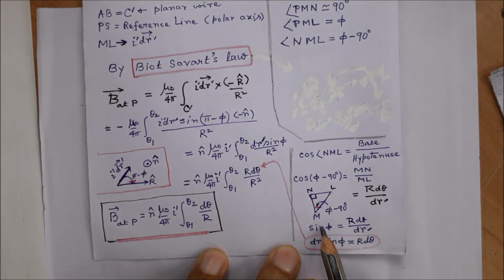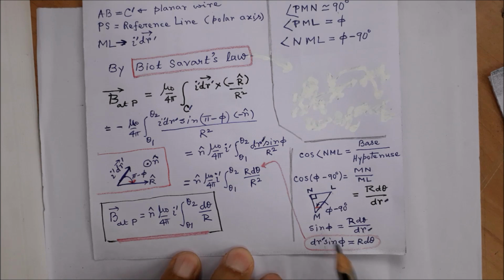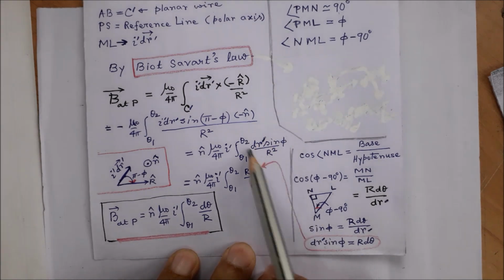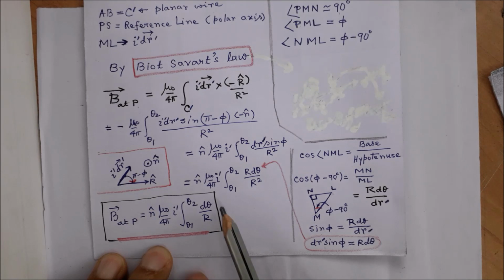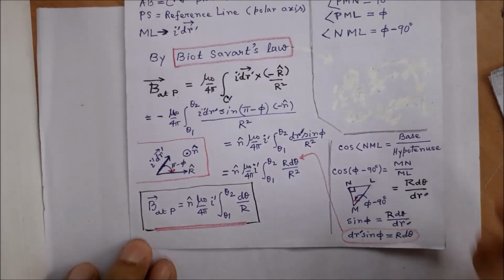What we get is dr prime sine phi is equal to r d theta. This is what we get, and for dr prime sine phi we can therefore place r d theta, and therefore the value of vector B at P turns out to be of this value. One capital R and the other one in the denominator cancel, so that we get the final result.